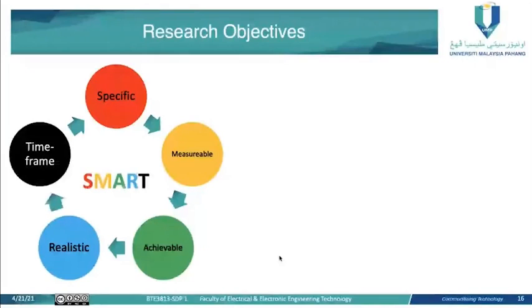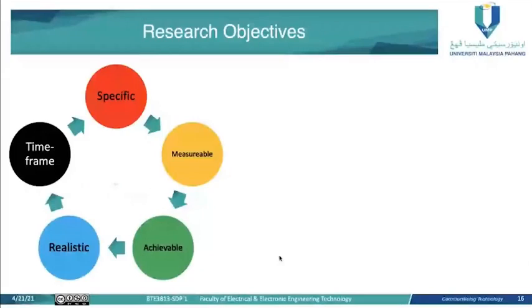Also, time frame. That means it should be defined with time. I mean, in your Gantt chart, you need to define when you are going to achieve objective 1, when you are going to achieve objective 2, and when you are going to achieve objective 3.